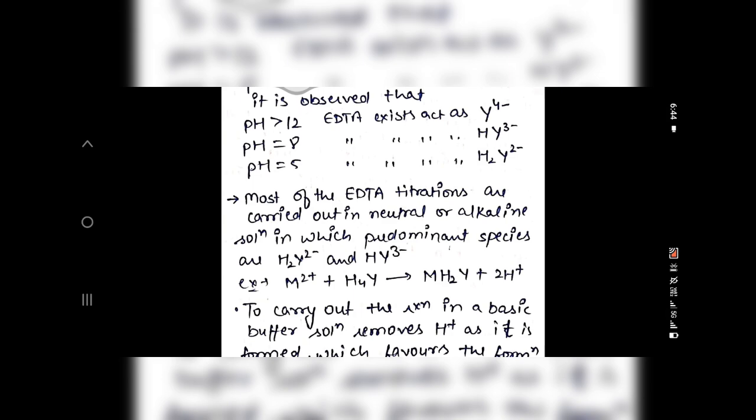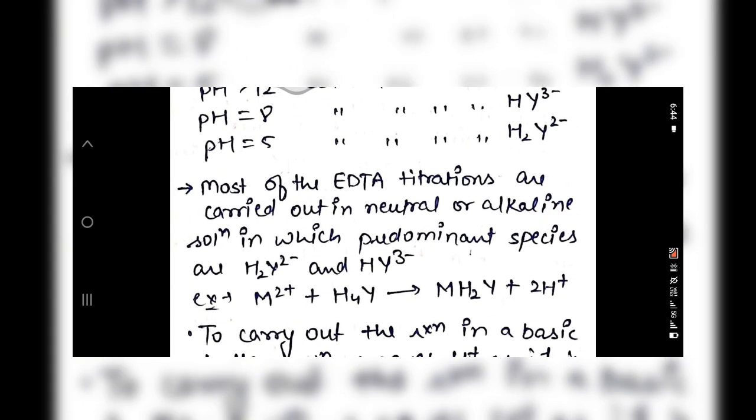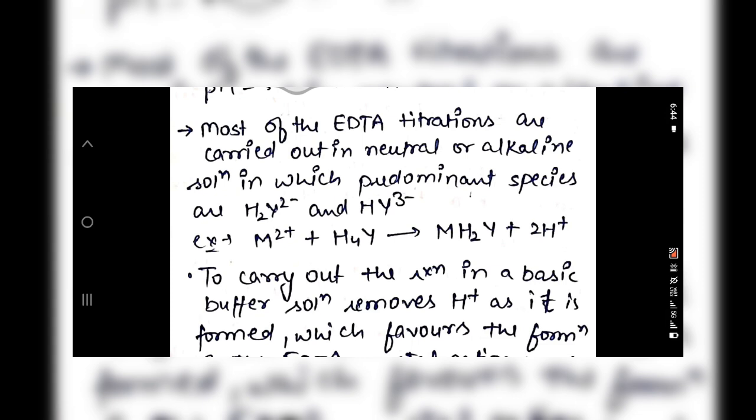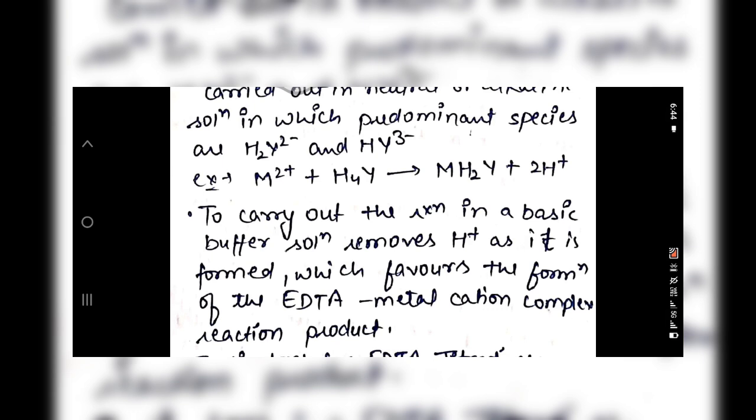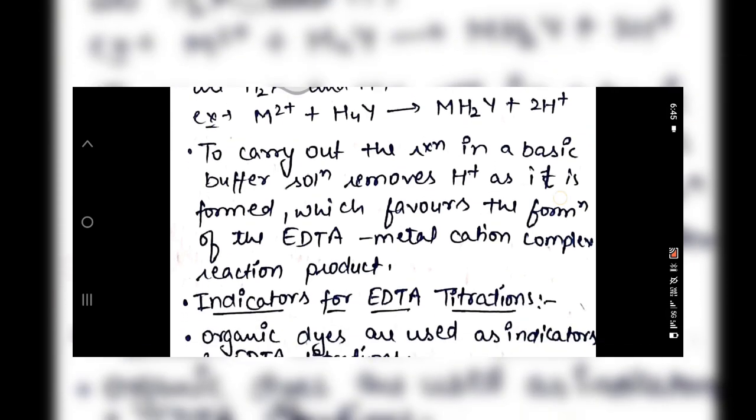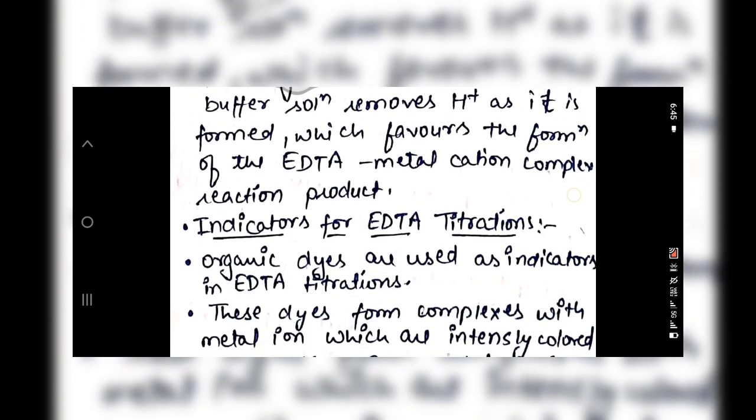Most of the EDTA titrations are carried out in neutral or alkaline solution, in which the predominant species are H2Y2- and HY3-. For example, M2+ plus H4Y gives rise to MH2Y plus 2H+. Carrying out the reaction in a basic buffer solution removes H+ as it is formed, which favors the formation of the EDTA metal cation complex reaction product.